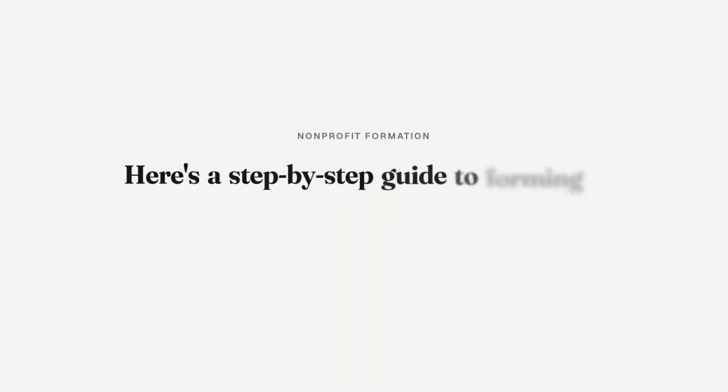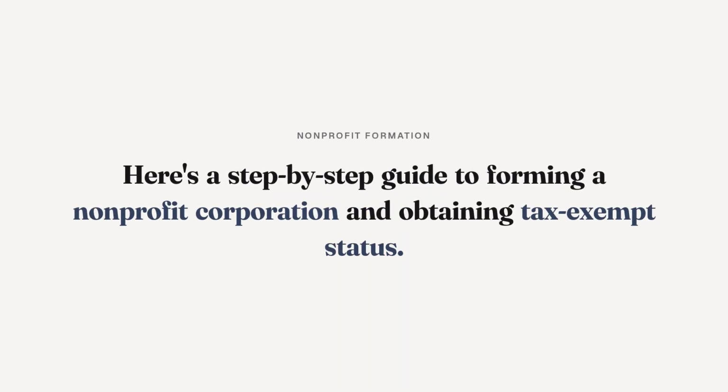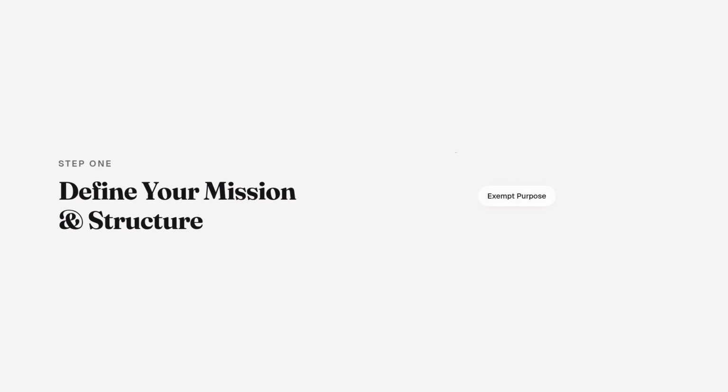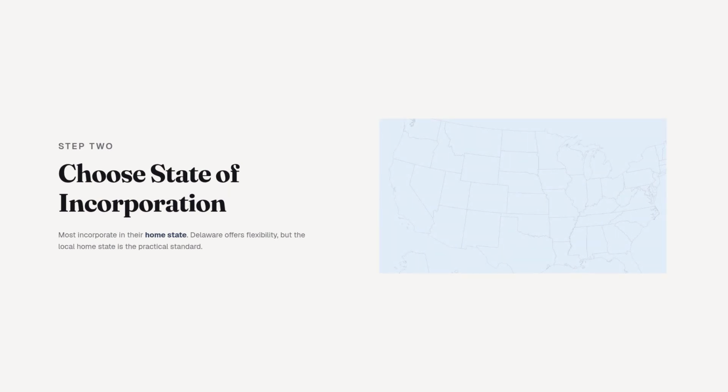Starting a nonprofit? Here's a step-by-step guide to forming a nonprofit corporation and obtaining tax-exempt status. Step 1. Define your mission and structure. Every nonprofit starts with a clear mission. You'll need to define your exempt purpose, whether that's charitable, educational, or another IRS-recognized category, and choose the structure that fits it.